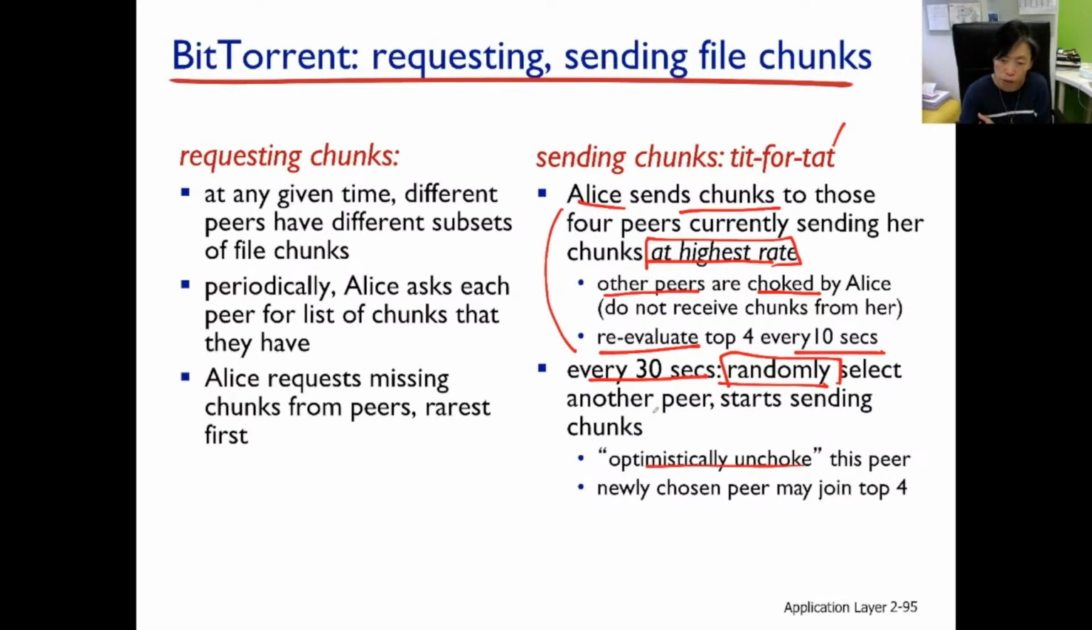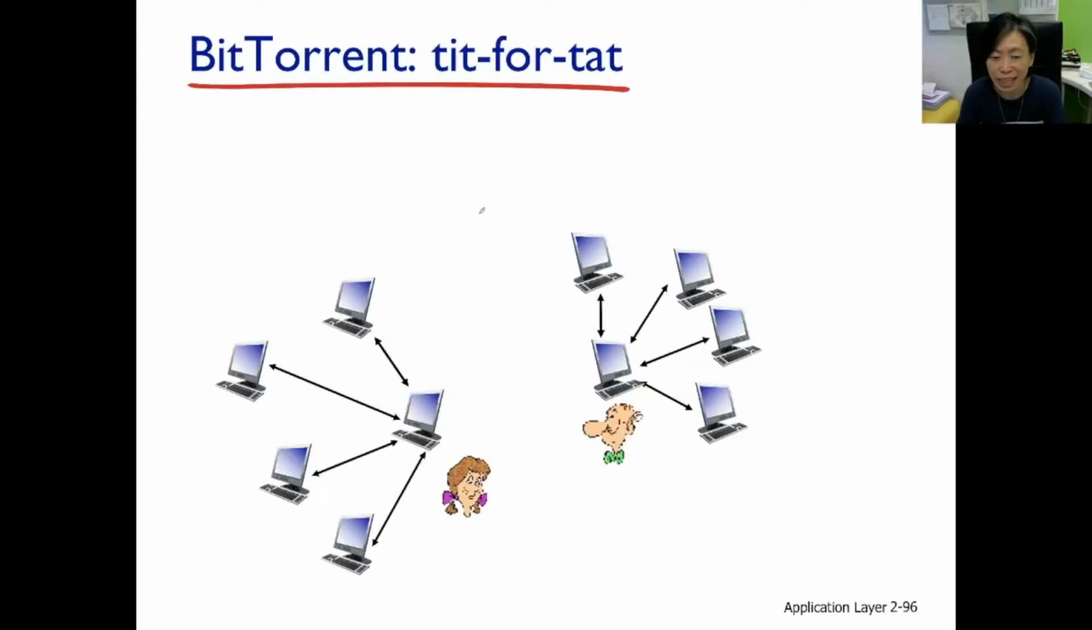Now the newly chosen peer will join the top 4 and receive chunks from Alice. But this is done at a lower frequency, only every 30 seconds. So mostly favoring those who are contributing more uplink bandwidth, but every now and then, not being biased on the uplink capacity of the peers and openly sharing. Interesting, isn't it? And let me animate tit for tat here.